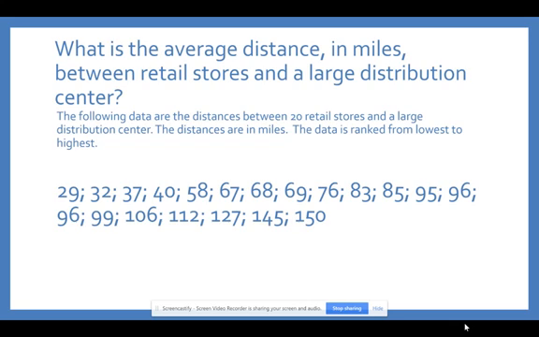So the question we're going to focus on is, what is the average distance in miles between retail stores and a large distribution center? And we have the data, which are the distances between 20 retail stores and a large distribution center measured in miles, and they are already ranked for us from lowest to highest.